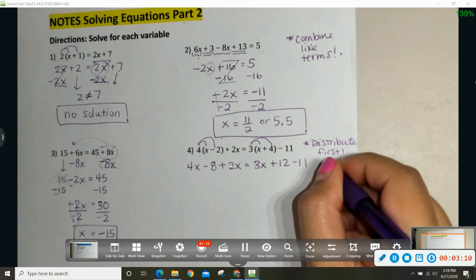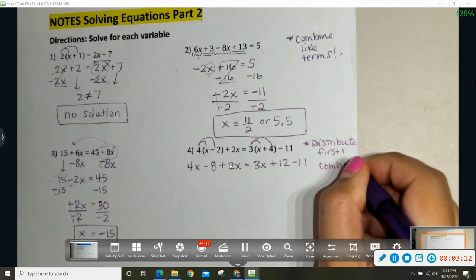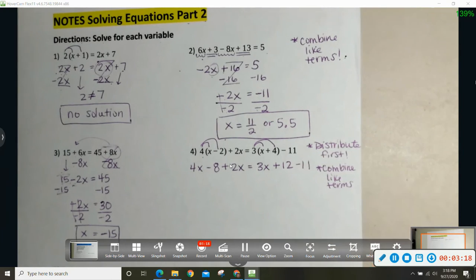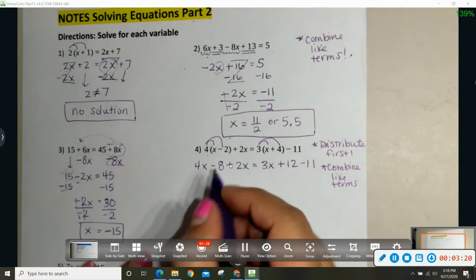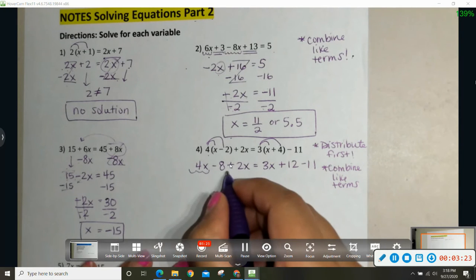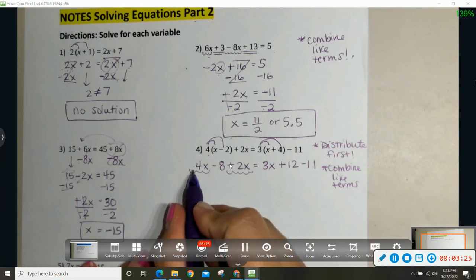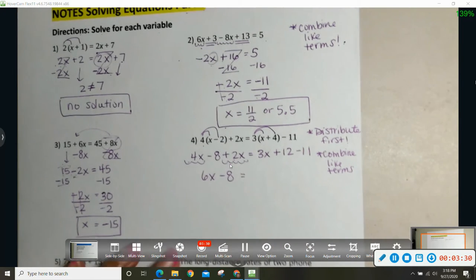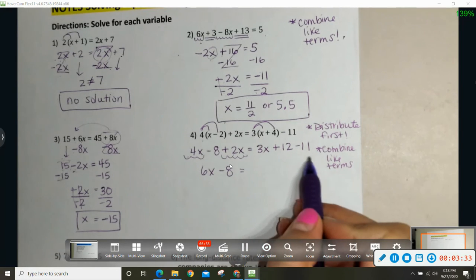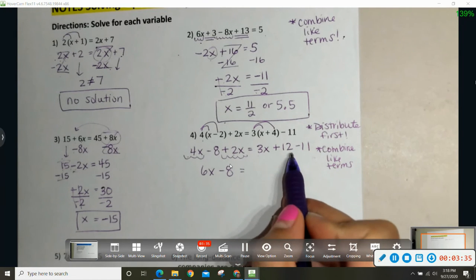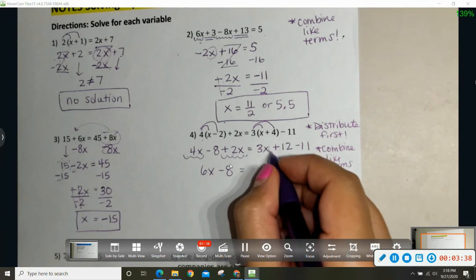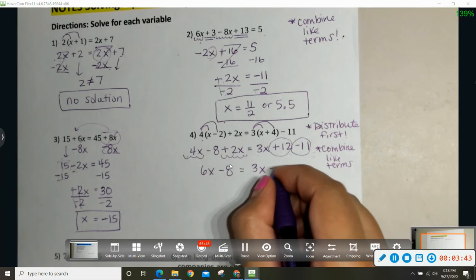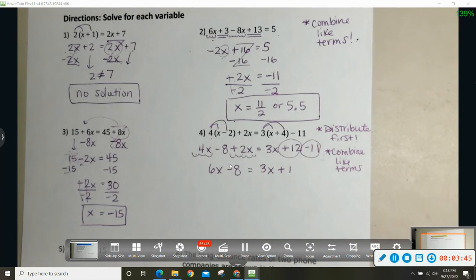Then we combine like terms on each side if possible. So we distributed, now we combine like terms. On the left, we have multiple x terms. So 4x plus 2x is a 6x. There's no other constant, so we just bring that down. But on the right, there's this 3x plus 12 minus 11. Well, these are like terms. The 3x comes down, and when we combine these like terms, we get a plus 1 left over.